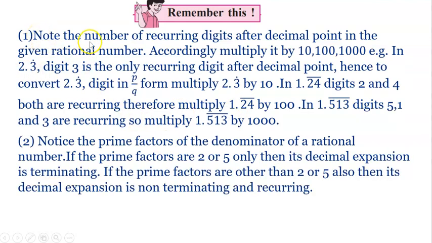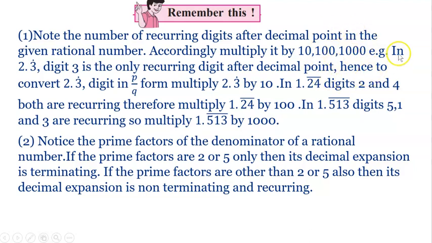Note the number of recurring digits after the decimal point in the given rational number. Accordingly, multiply it by 10 if a single digit is repeating. If a group of 2 digits is repeating, then multiply it by 100. If 3 digits are repeating, then multiply it by 1000.